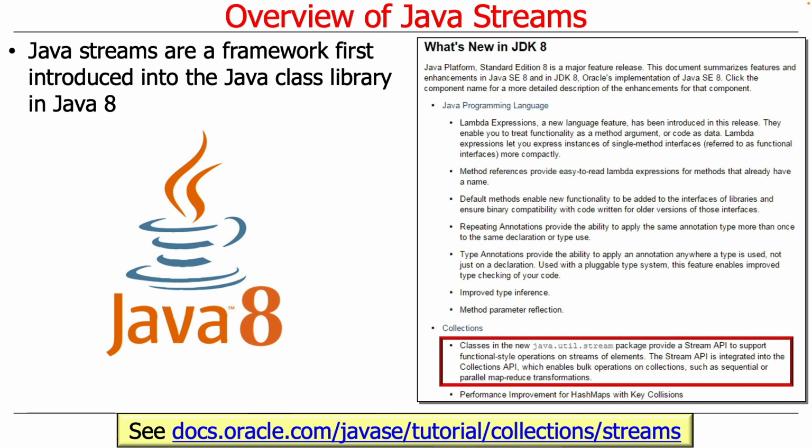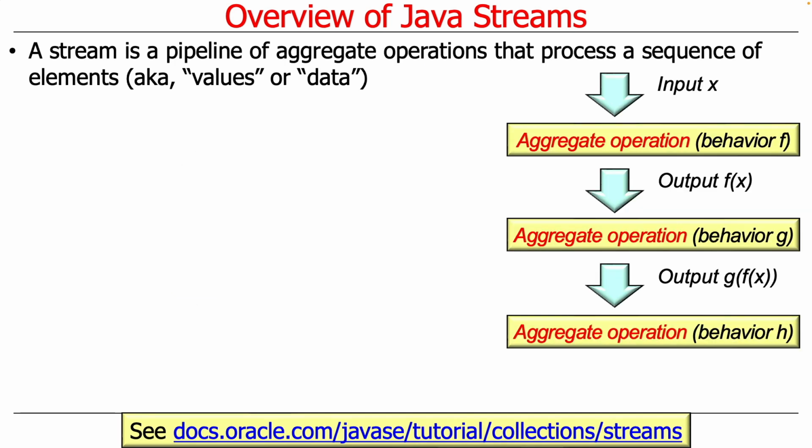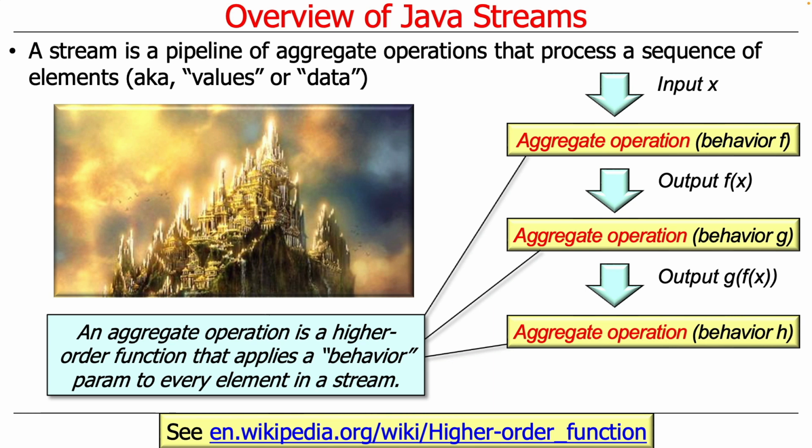Speaking of Java 8, the Java Streams framework was first introduced into the Java class library in 2014 in Java 8. If you take a look, you can see a description of what's new. There's a lot of neat, cool new stuff in Java 8, including functional programming features, including Java Streams. So a stream is essentially a pipeline of so-called aggregate operations that process a sequence of elements that are sometimes referred to as values or data. They're often implemented as objects, but they are commonly referred to as values or data for reasons that will become clear shortly. So what is an aggregate operation?